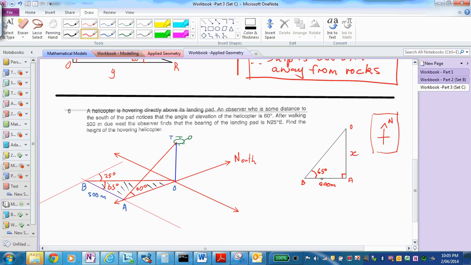So let's call this X. We've got 65 here, opposite, adjacent, so we're going to use tan. So tan of 65 degrees equals opposite, which is X, over 500, which is the adjacent. So X equals 500 times tan of 65.